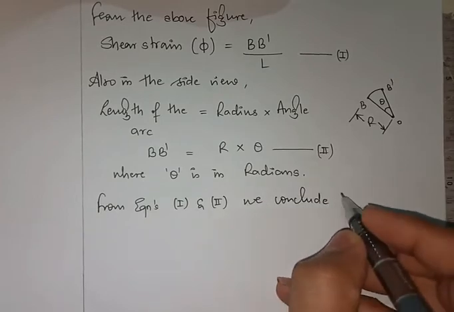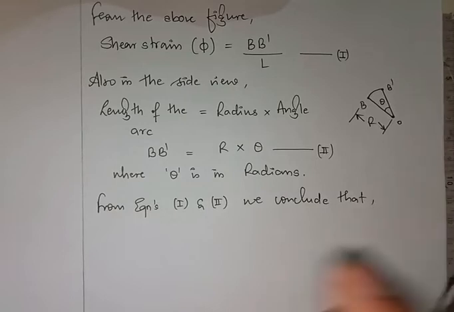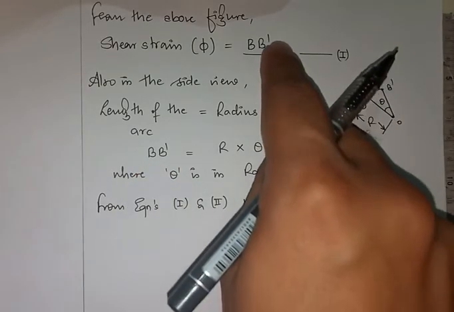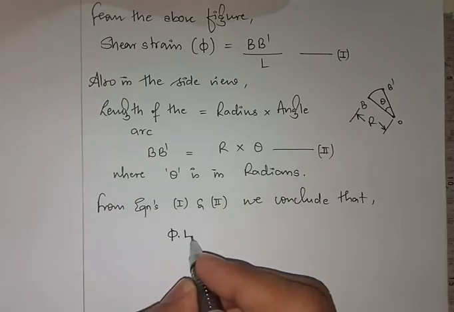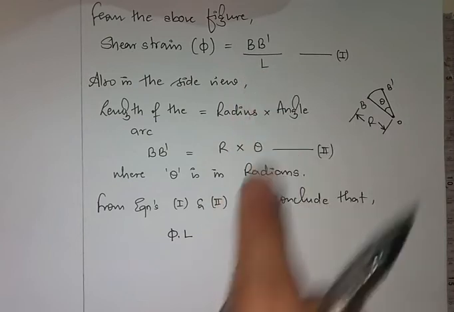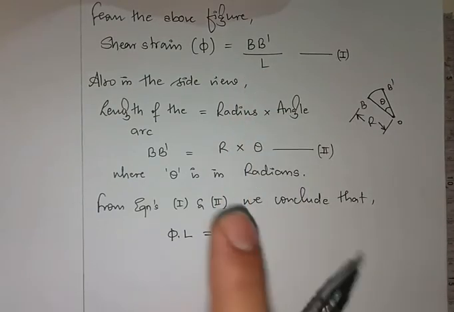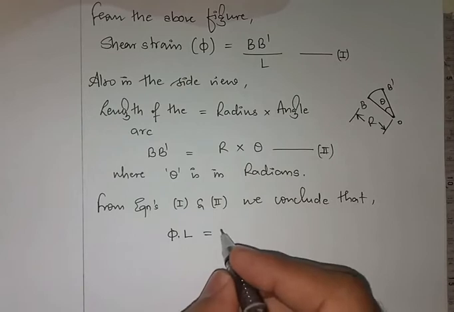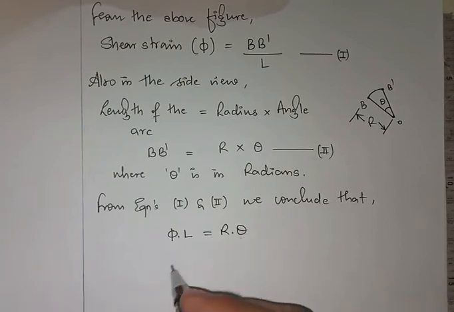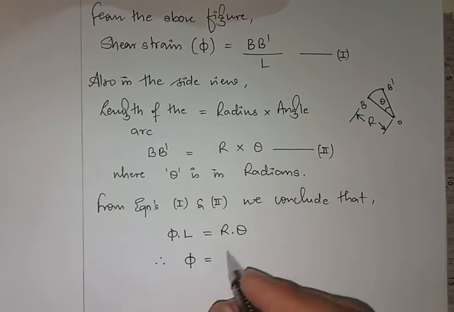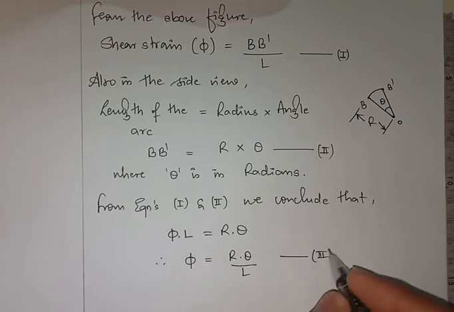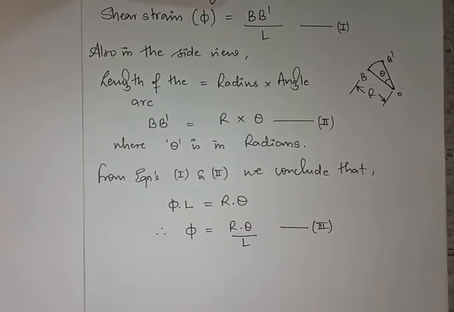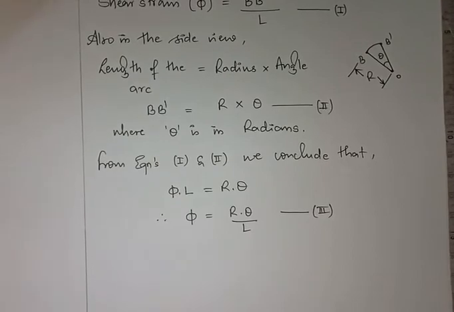We conclude that here also you are having BB dash. So phi into L, BB dash, should be equal to R into theta, since here also you are having BB dash. Therefore phi is equal to R into theta divided by L. This you take as equation number 3.